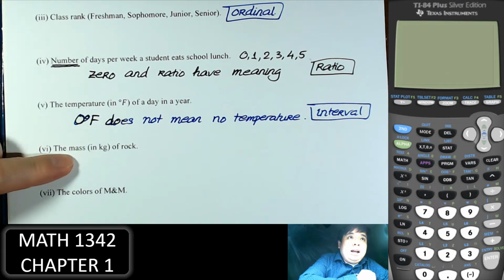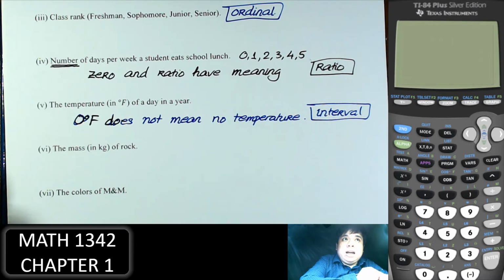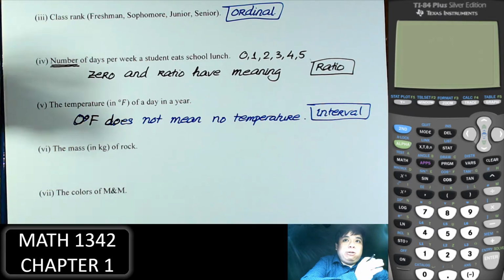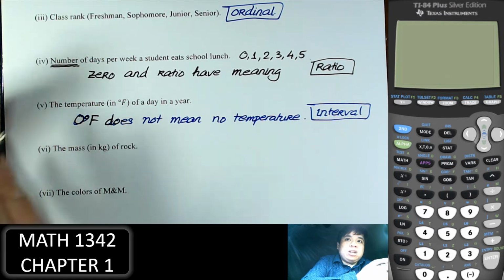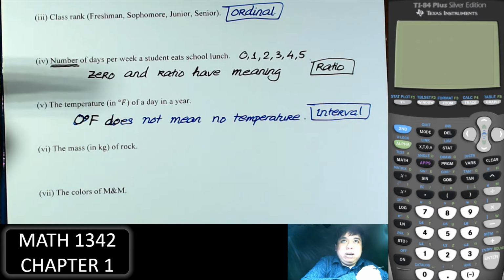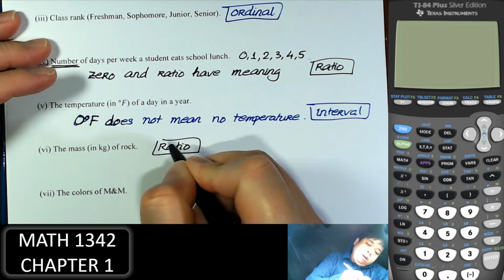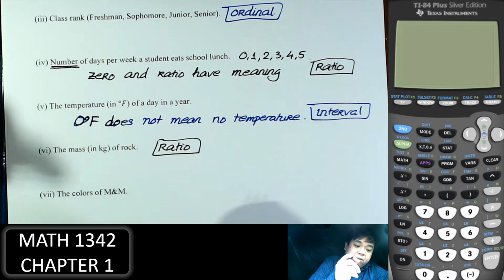Next, the mass in kilograms of a rock. Now, my question is, if the mass is equal to 0, we can say that it is no mass, right? And an object that weighs 2 kilograms versus an object that weighs 4 kilograms, you can say the 4 kilogram object is twice as heavy as the other object. So the ratio and 0 have some meaning. So that is a ratio, because 0 and the ratio have meanings.